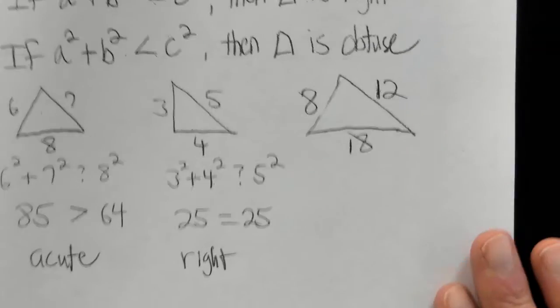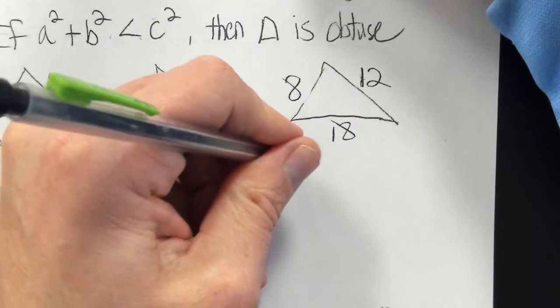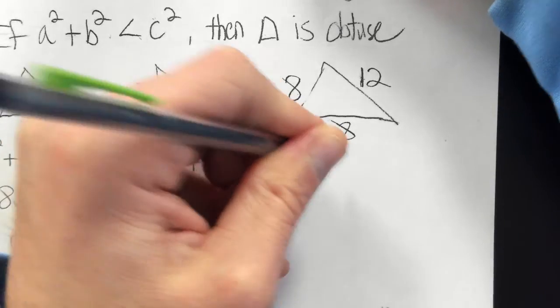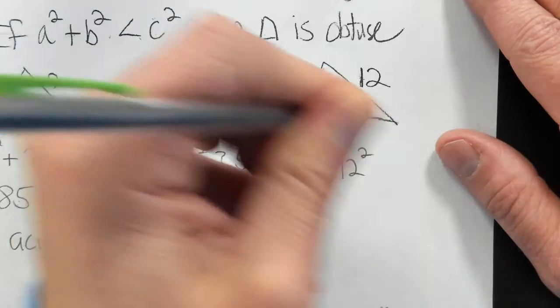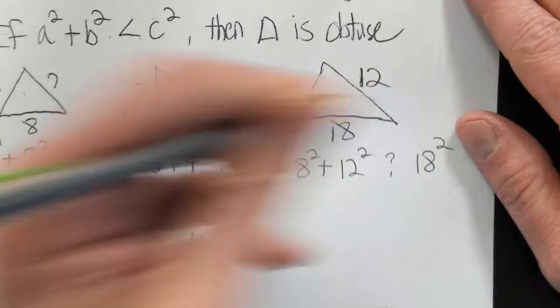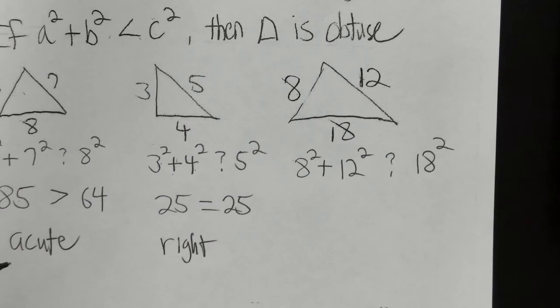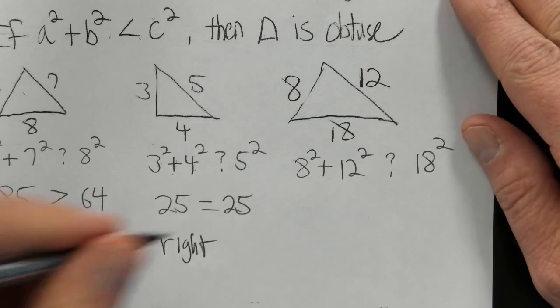Okay? All right, the last one, what's the longest side? It's 18. So I'm testing 8 squared plus 12 squared. And I want to see how that compares with 18 squared. Okay, so that would be 64 plus 144, which is going to be 208.